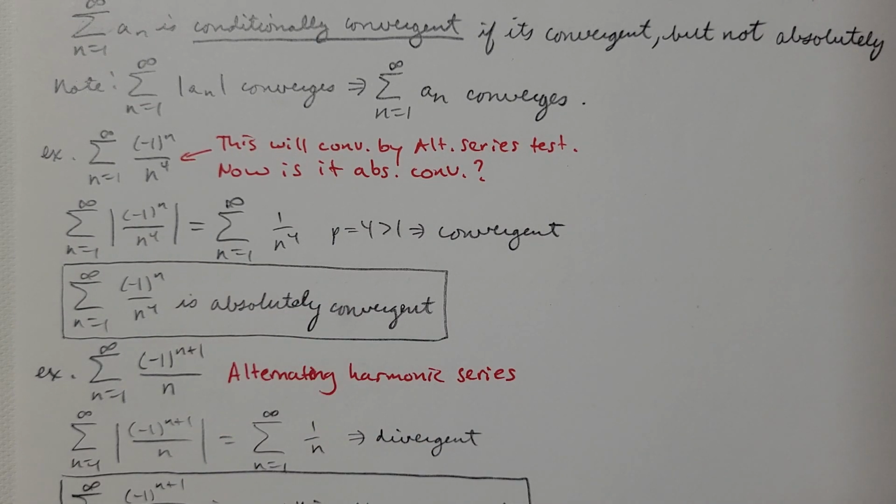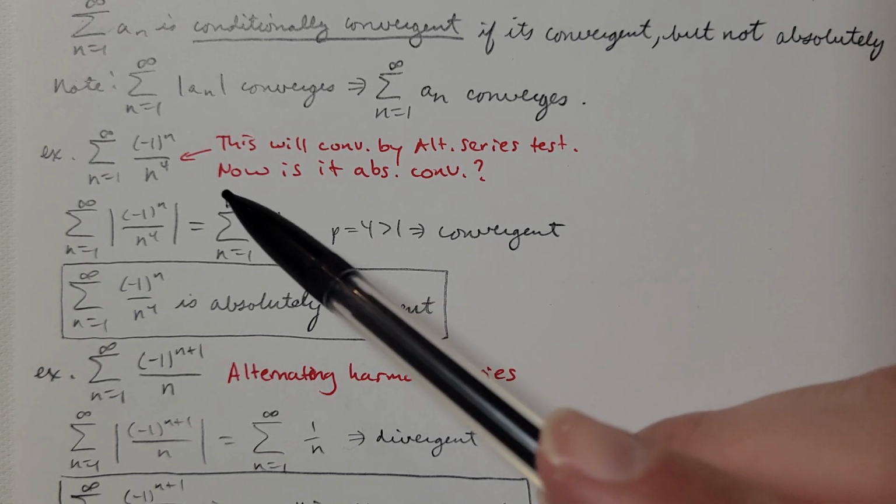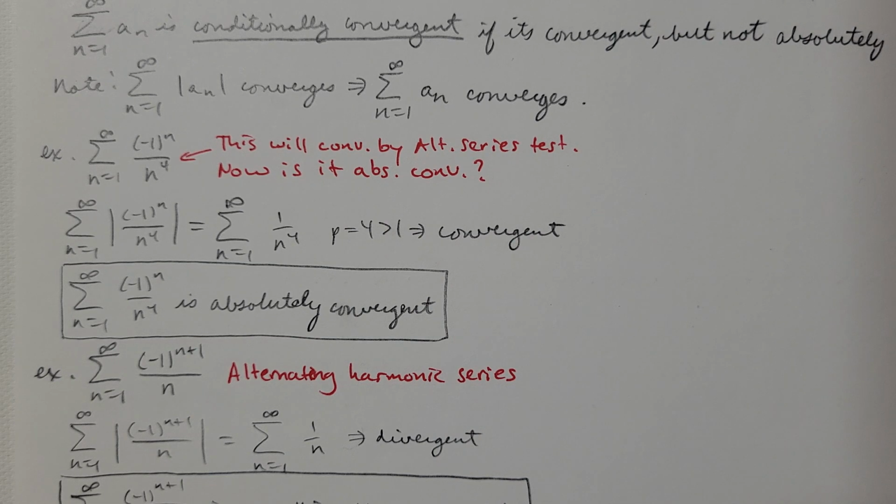In this first one, I've got the summation as n equals 1 to infinity of negative 1 to the n divided by n to the fourth. This series will converge by using the alternating series test, which we just got done doing. The limit as n approaches infinity of 1 over n to the fourth is 0, and the n plus first term is always going to be less than the nth term.